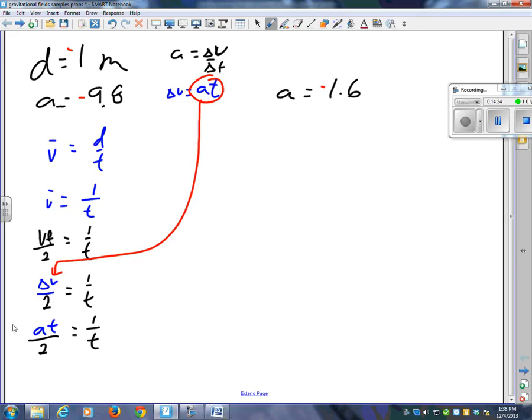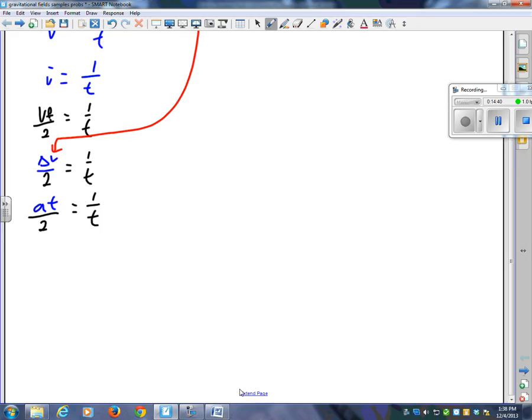Do I have a value for A? I sure do. Have a T or a D? I don't need. All I've got now, so I can put, do we want minus, or we're just going to go 9.8? Let's just go 9.8. Make it simple. 9.8t all over 2 is equal to 1 over t. Now look carefully. What have I done? I've got rid of one of the unknowns, and now I just have one, which is t.